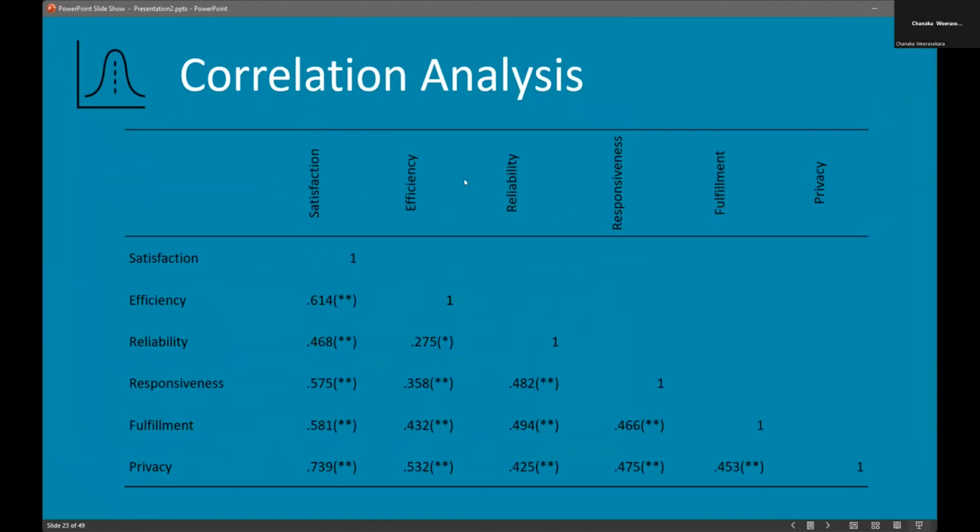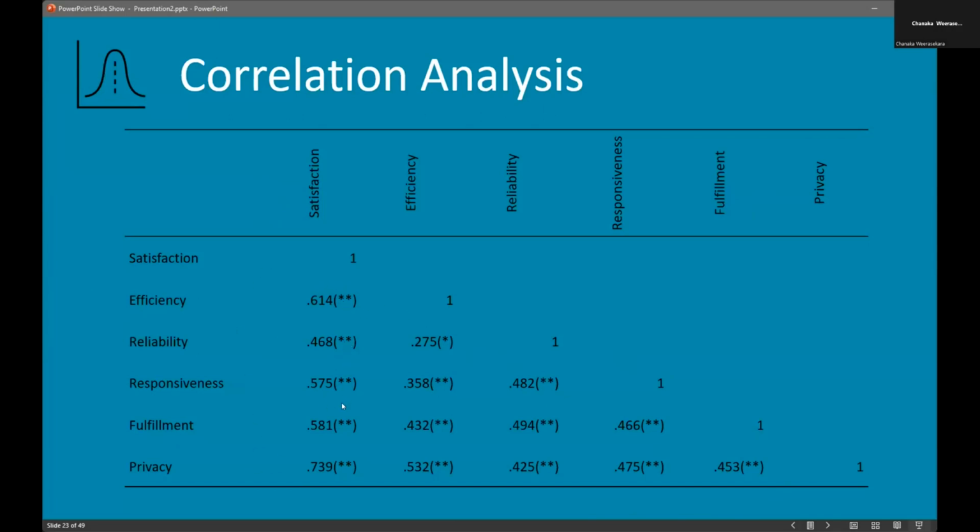So this is how you should present it. This is called a correlation matrix. This is also presented based on the American Psychological Association style, APA style. So you can see all these variables like satisfaction, efficiency, reliability, responsiveness. The same variables are here in this area. You can see all the diagonal values are 1, because it's basically the correlation of each variable with itself. It should always be 1. So all the off-diagonal values represent the correlation values between each other.